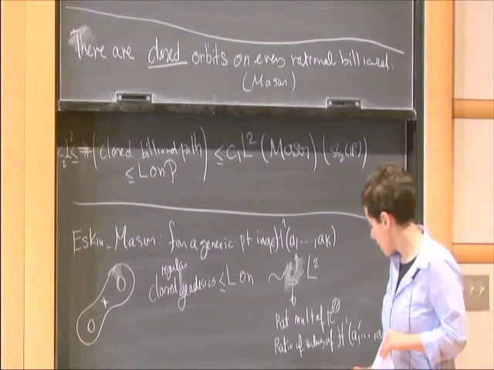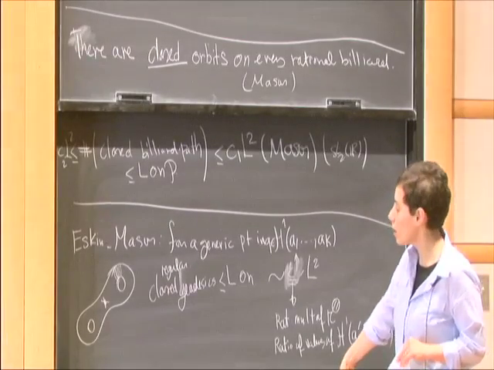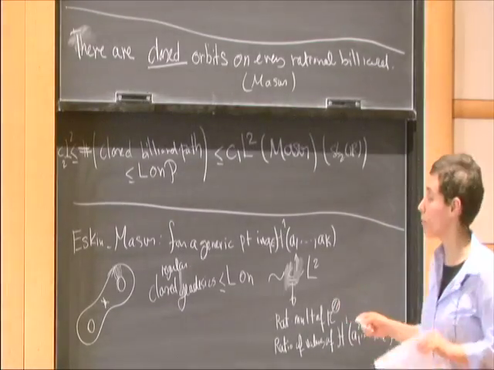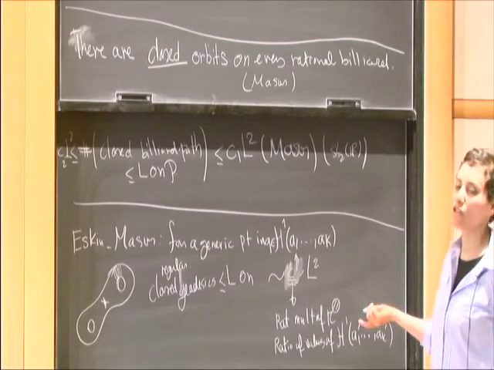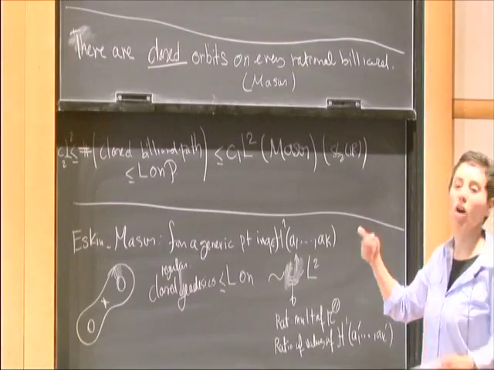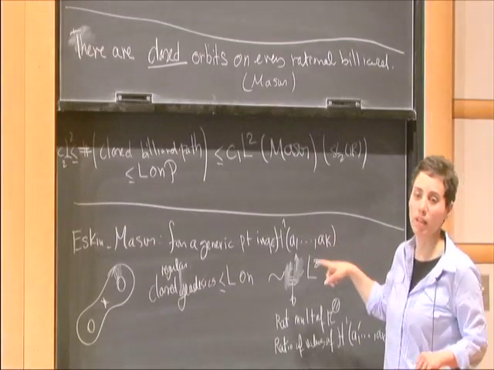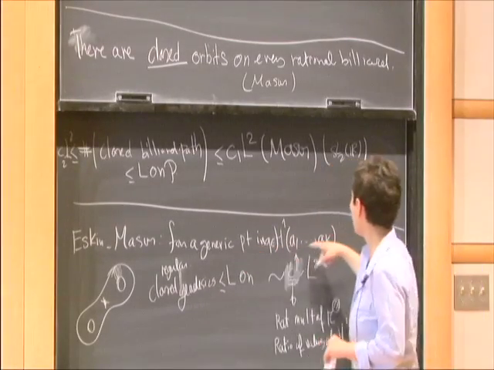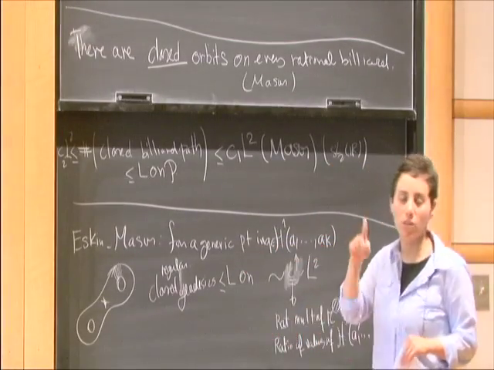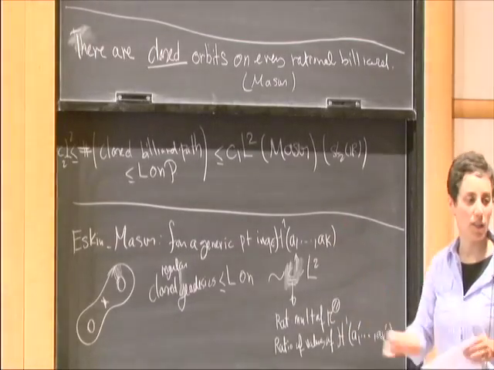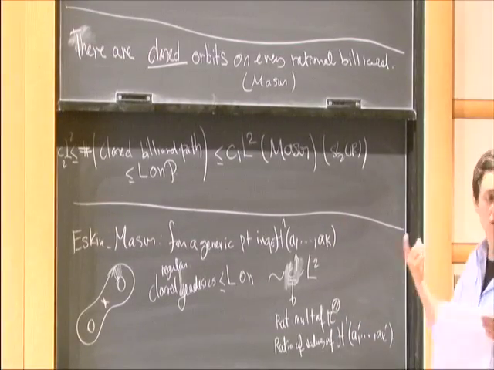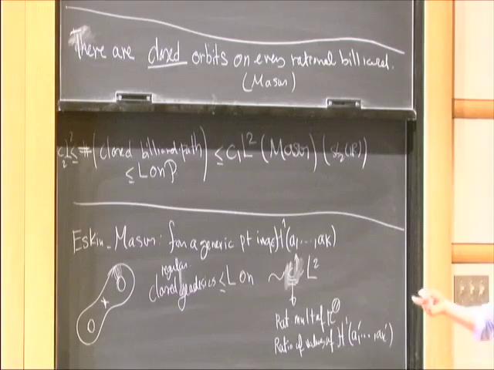moduli spaces. But the problem is that this doesn't say anything about the rational billiard, because the rational billiard is not generic in H1(α1, ..., αk). So they show that for almost every point you have this, but the union of all rational billiards in the moduli space has measure zero. So maybe it's not true for those.